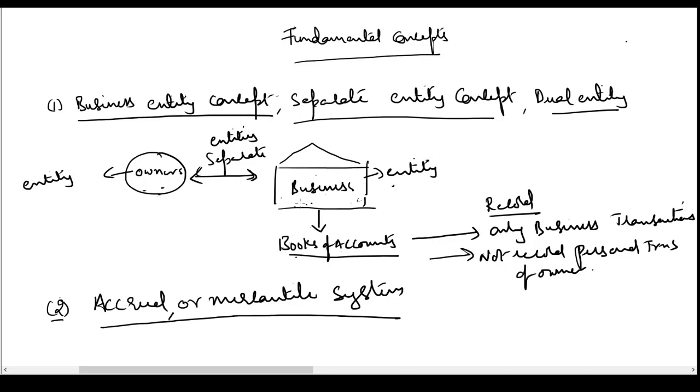Separate books of accounts are kept for the business. That means if the owner is maintaining any books of accounts for his personal purpose, those books of accounts will not record the transactions of the business. Separate books of accounts will be maintained for recording the transactions of the business. Okay.